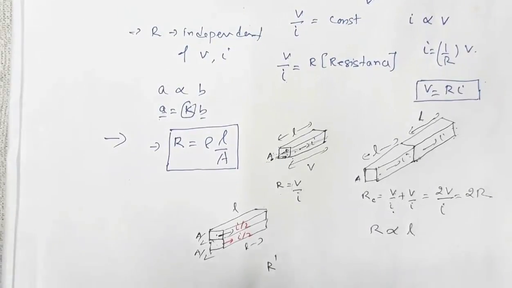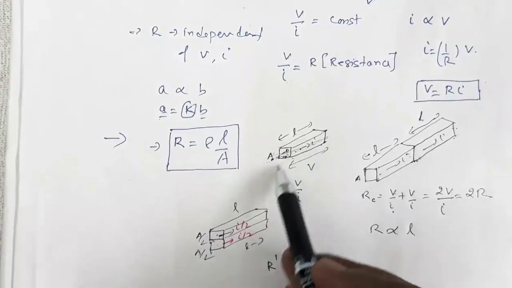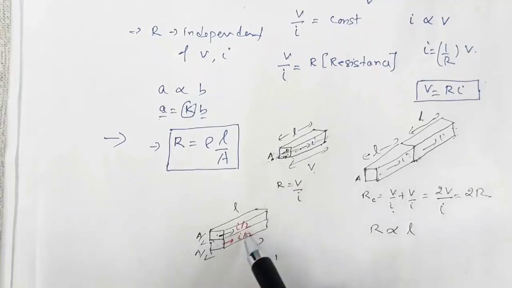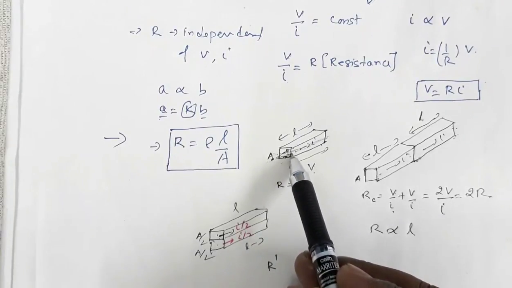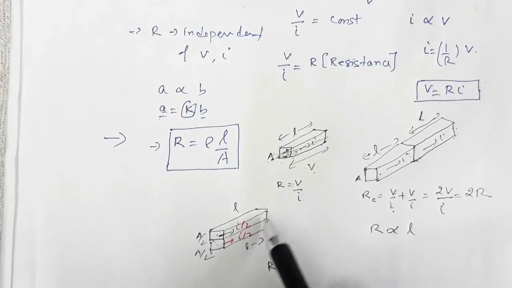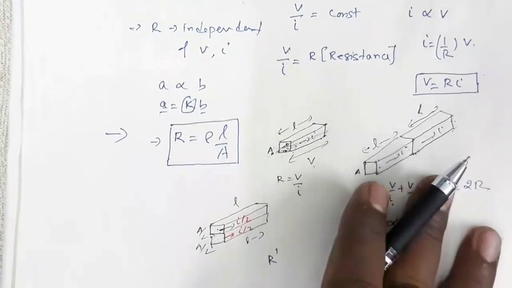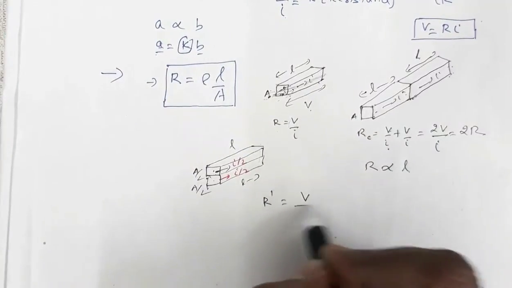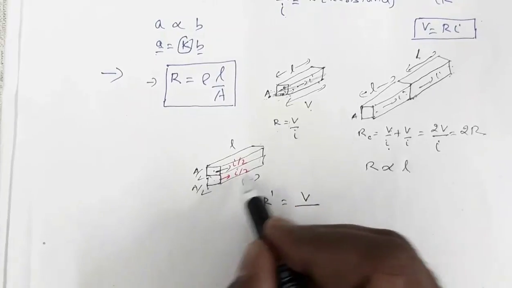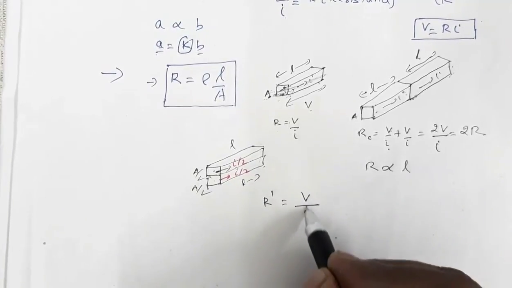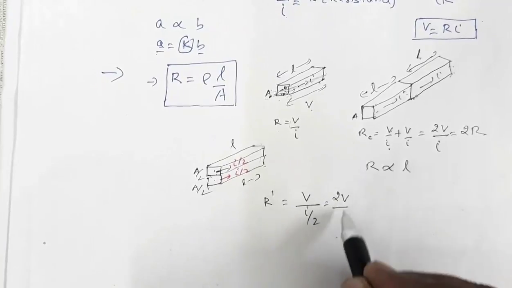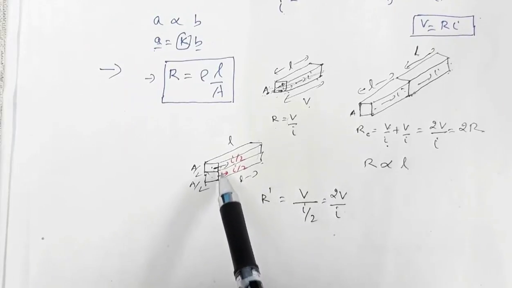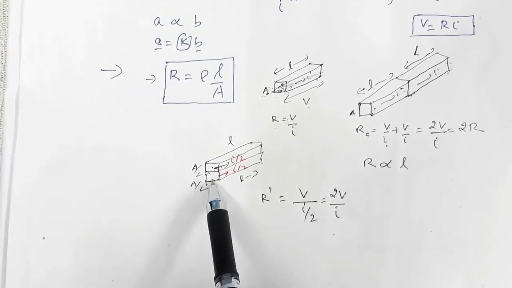Say R dash is the resistance of each part. In this case, the potential remains the same. This is the same conductor, but it has been sliced along the length. So the potential is V, and the current still remains I. Half the current flows through the upper part, half through the lower part. So for one segment, the resistance is R dash, the applied potential is V, and the current flowing is I by 2, so R dash is equal to twice V by I. This is the resistance of one segment, and for the other again the resistance is R dash.